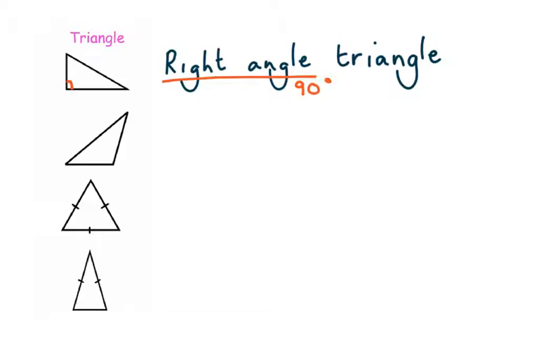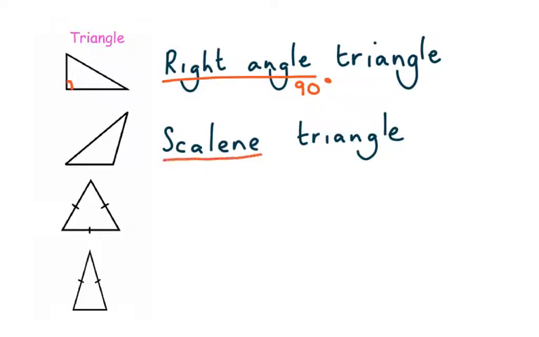Look at the next triangle. There's no lines on any of these sides like there is on the third and fourth triangle. This means the triangle has no equal sides. When a triangle has no equal sides, we call it a scalene triangle. This is a scalene triangle because there are no equal sides. Scalene is a word that you need to write down. A scalene triangle has no equal length sides.